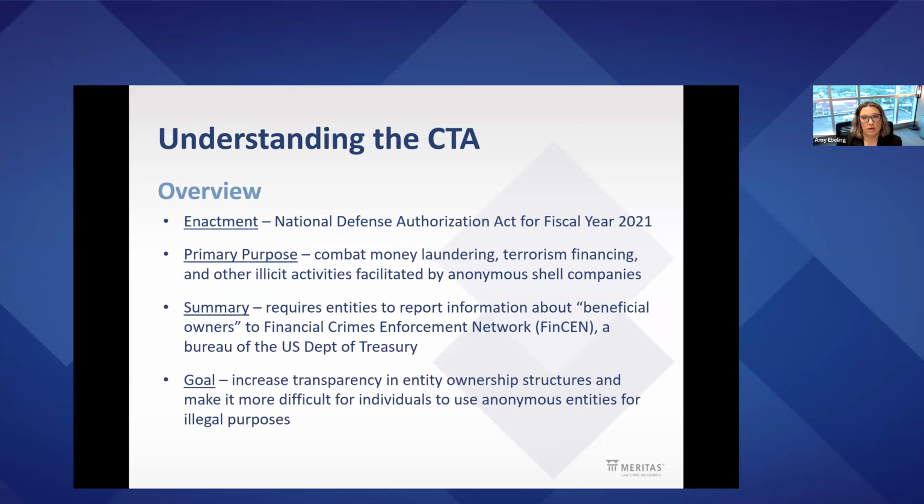The primary purpose asserted by the federal government was to combat money laundering and terrorism financing and other illegal activities conducted by anonymous shell companies. A quick summary of the law is that essentially CTA requires entities to report information about beneficial owners, and that is a defined term. And you're going to learn here this morning that is more than just an owner. But it requires information about those beneficial owners to be reported to the Financial Crimes Enforcement Network. You'll hear us refer to that as FinCEN, which is a part of the U.S. Department of Treasury. And the government's goal with this piece of legislation is to create transparency and make it more difficult for individuals to use those anonymous entities to conduct illegal activities.